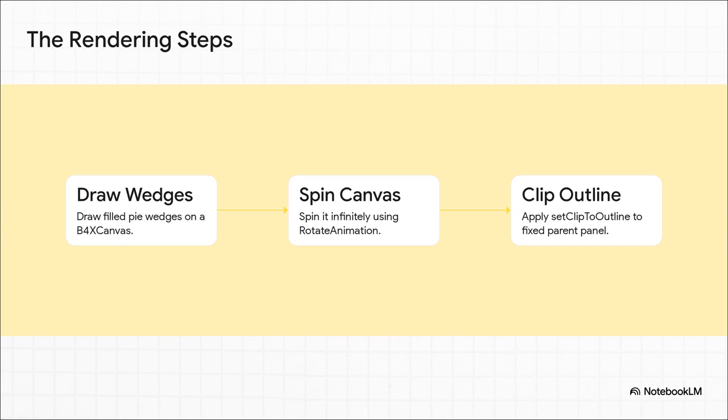Try to visualize this with me. First, the component draws a conic disk on a standard B4X canvas. Just imagine a flat, colorful pie chart where the slices are different shades of a gradient. Got it? Second, it takes that canvas and spins it infinitely using the native Android rotate animation. It's like taking that pie chart and tossing it on a record player turntable, just endlessly spinning in a circle. Third, and this is the really clever part, it places that spinning canvas inside a fixed parent panel and applies the native setClipToOutline property, setting it to true. Basically, we're taking a spinning circle of colors and locking it inside a stationary box.